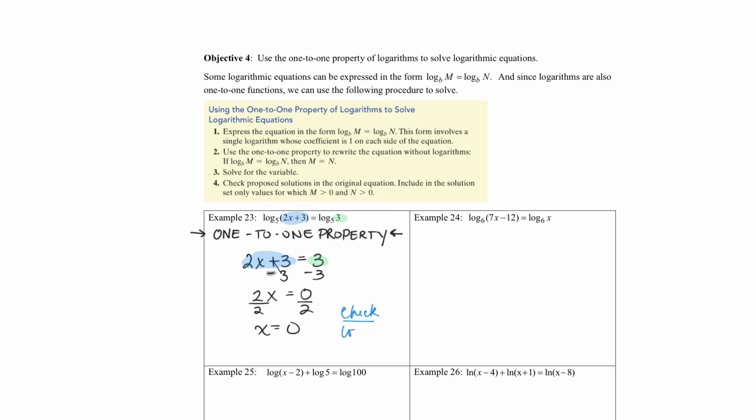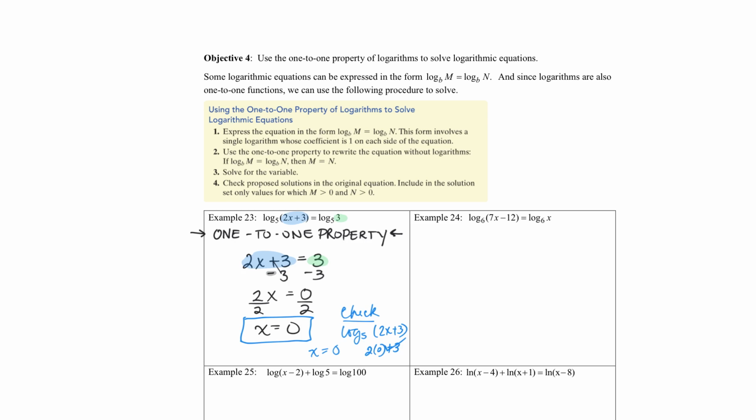So I'm checking to see for log base 5 of 2x plus 3, does a value of x equals 0 work for this logarithm? In other words, is 2x plus 3 going to stay positive for x equals 0? Well, 2 times 0 plus 3 is 3, which is positive, right? So x equals 0 is a valid solution to that logarithmic equation that I solved using the one-to-one property.